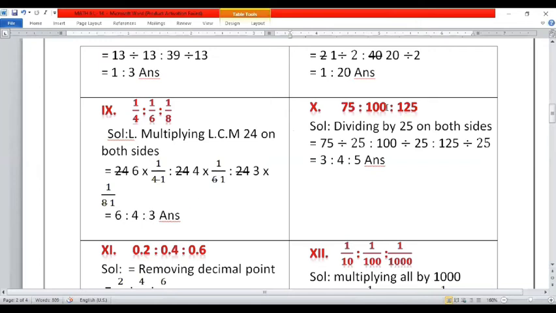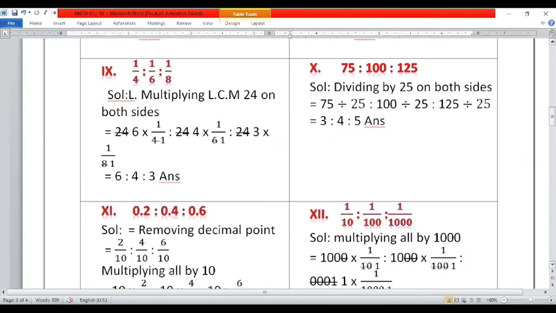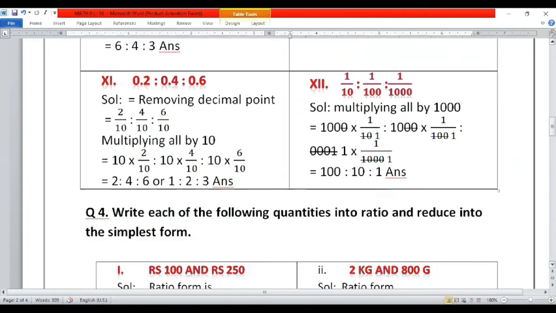Dear students, here we have 75, 100 and 125. Now there is the number 25. 25 can divide 75 3 times, 100 4 times, 125 5 times. So I have divided all these values: 75 divided by 25, 100 divided by 25, 125 divided by 25. Dear students, as we have done in the previous sum, remove the decimal point.